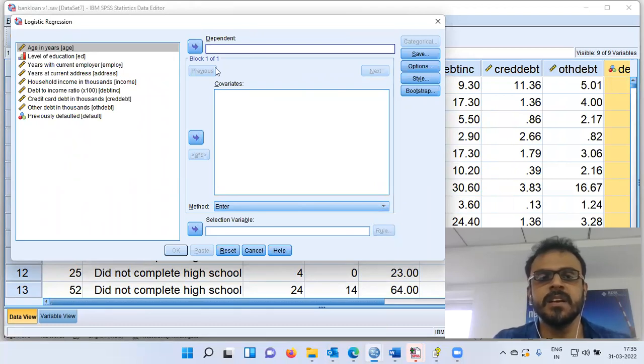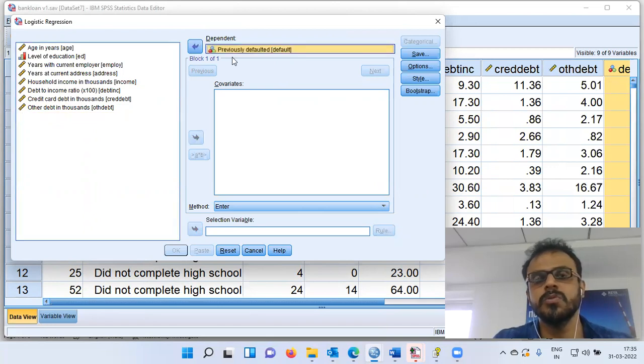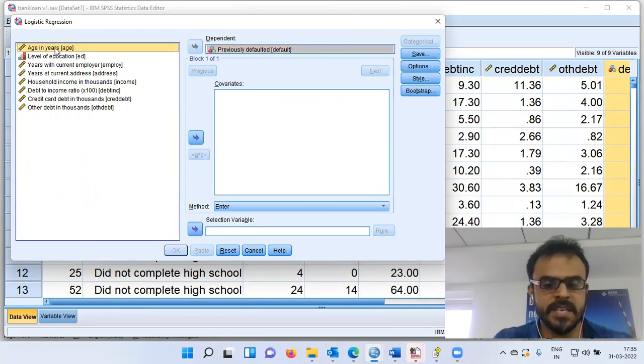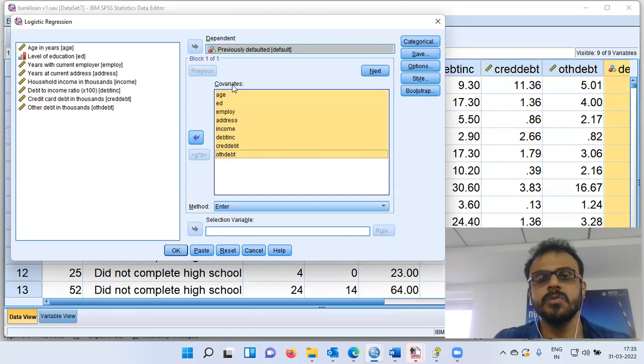Dependent variable, we are very, very clear. This is whether a customer has previously defaulted or not. So I'll be choosing the last variable, which has only 2 outcomes, as the dependent variable. I will select all the other variables and push them in as my covariates. Let me make this very clear. Dependent variable should have only 2 categories. We cannot have more than 2 categories because we are using the binary logistic regression model. And the covariates can be all your demographic variables as well as the debt related variables.